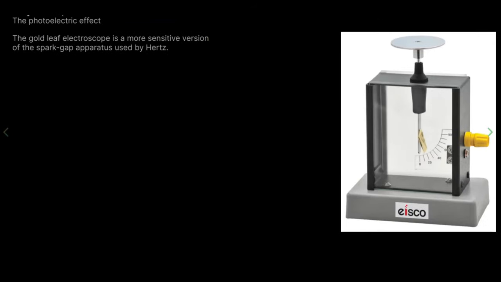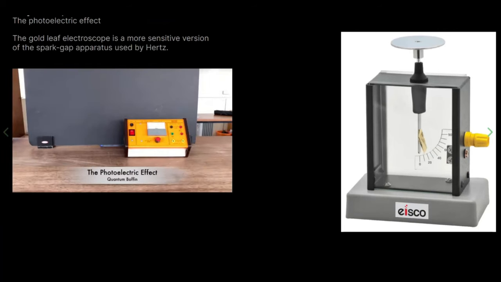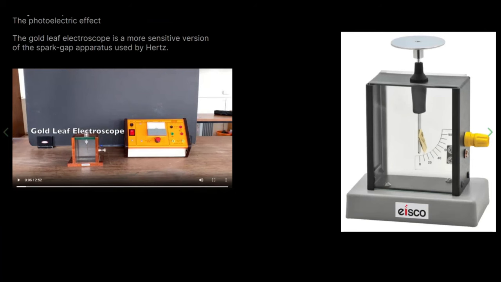And to understand this experiment better, there's a more sensitive, more modern version of the apparatus he used, called the gold leaf electroscope, which I've shown there on one of the slides. Essentially, this object consists of a zinc plate at the top, and this zinc plate is connected at the bottom to a gold leaf, and what's inside the box is insulated from the outside.